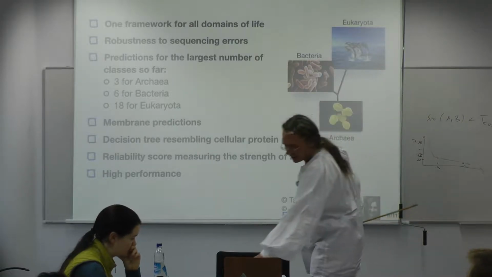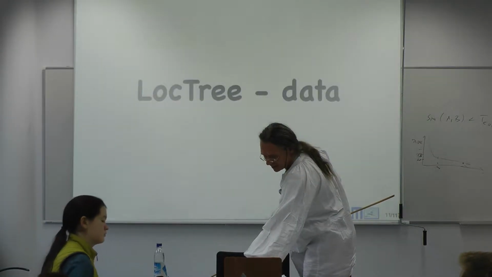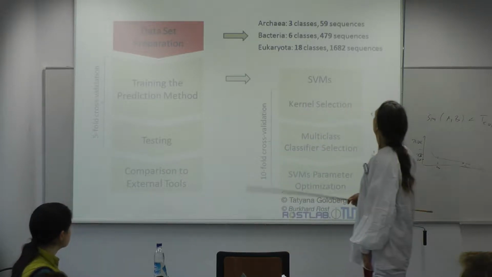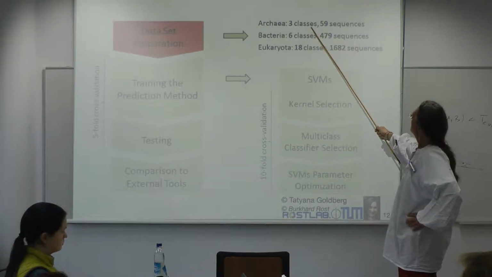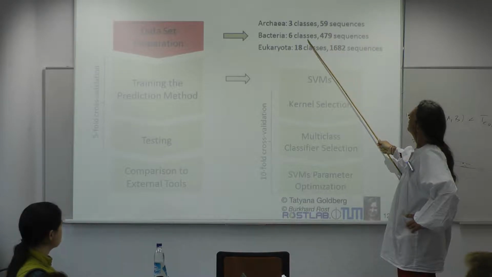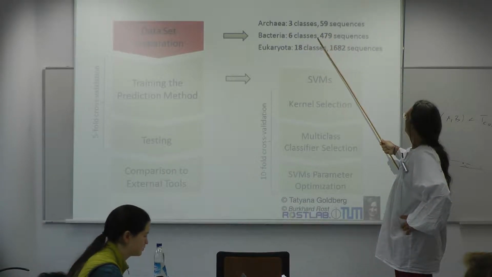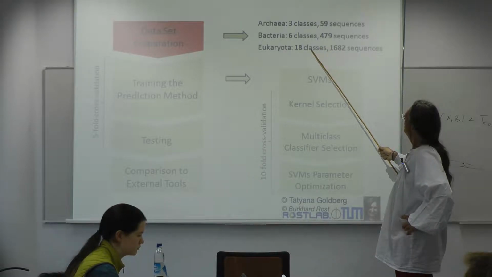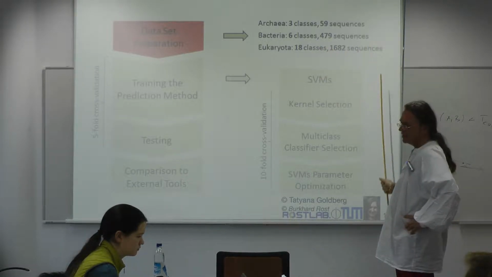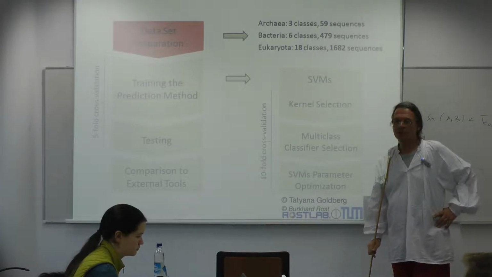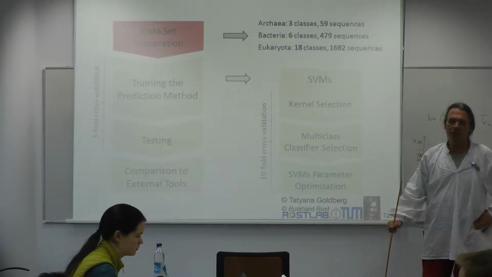So this is all kinds of things that we achieve with this. Let's begin with the data. So we have archaea in 3 classes, 59 sequences at the day. This is 2014 or 12 or 13. Bacteria 6 classes, 479. Eukaryotes 18 classes, 1682. So the first statement is we have really small data sets.